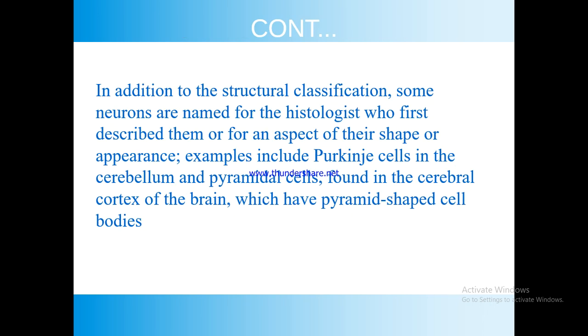In addition to the structural classification, some neurons are named for the histologist who first described them, or for an aspect of their shape or appearance. Examples include Purkinje cells in the cerebellum and pyramidal cells found in the cerebral cortex of the brain, which have pyramid-shaped cell bodies.